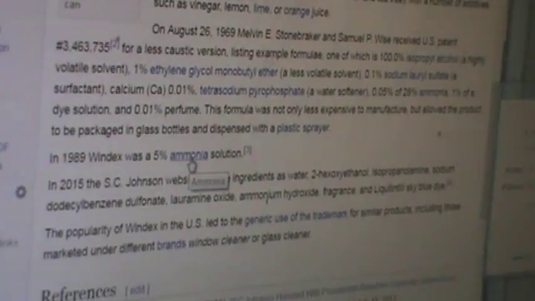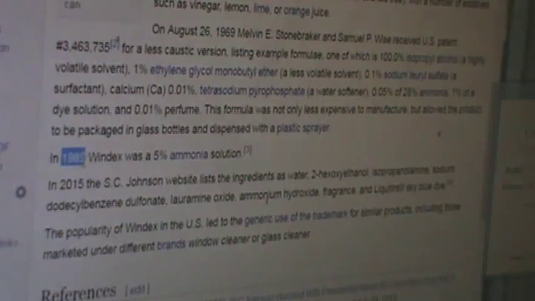In 1989, Windex was a 5% ammonia solution. In 1989, so that kind of changed. Interesting.